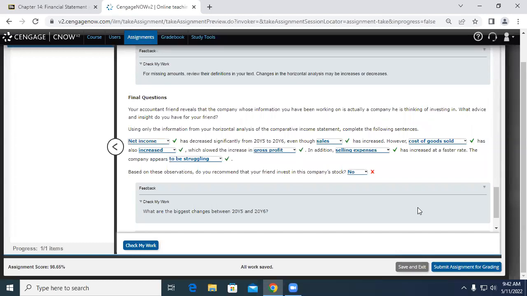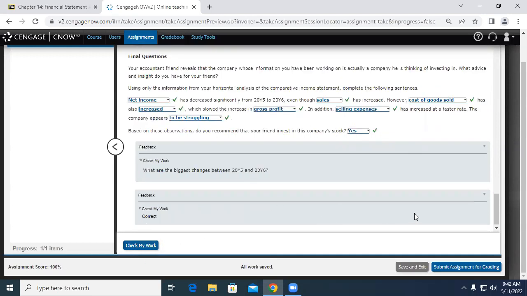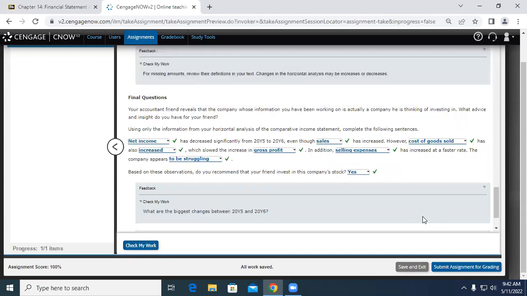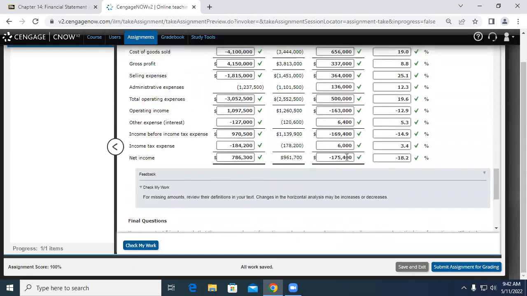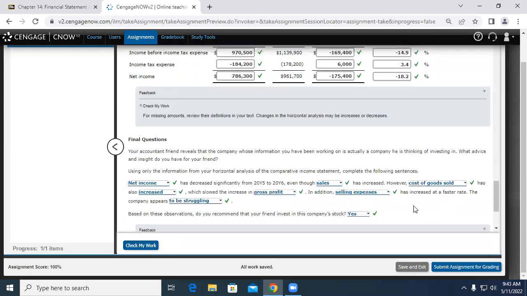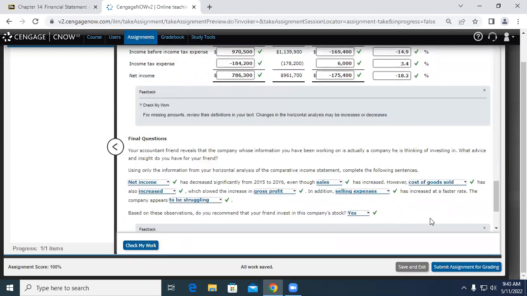So when I hit the check my work button, I see that it says that it doesn't want you to say, no, you shouldn't invest in this stock. It wants you to say, yes, you should. I question that when we've just gone through saying the company appears to be struggling. Yes, they're still making money, but it's less than last year. So they must be basing this answer on something else, or they're not really paying attention. So just wanted to make that last observation.